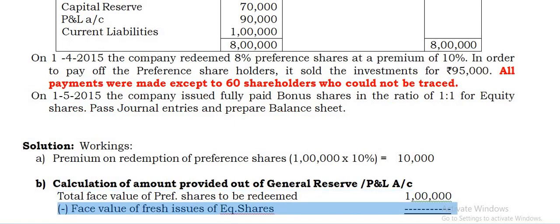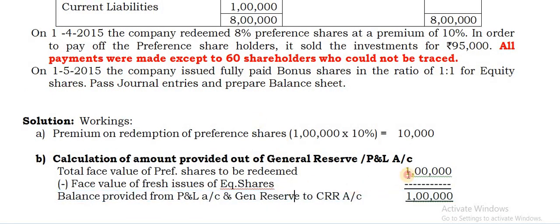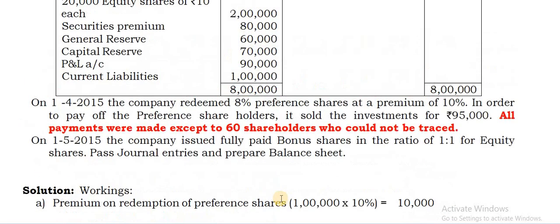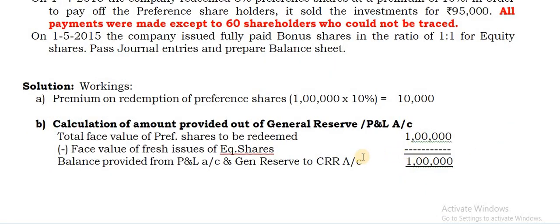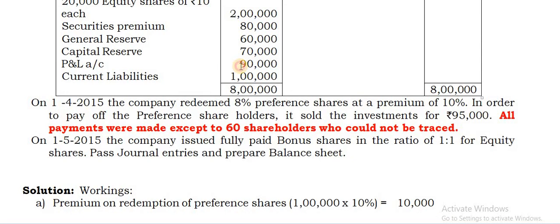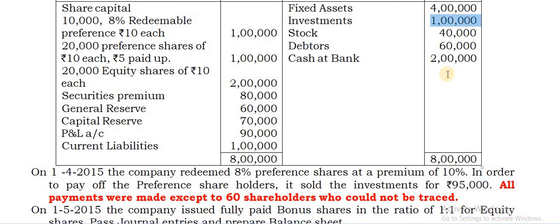So take the face value of the preference shares, redeemable 1 lakh. Is there a fresh issue of shares? No. Therefore the entire 1 lakh will be debited from the profit and loss account and general reserve. So how much to be deducted from the profit and loss account and how much to be taken from the general reserve, that we shall see. Here 1 lakh is there in total, but out of that, look here, 90,000 is there, but out of this 90,000 only 85,000 is available. Reason, this 5,000 loss is there.